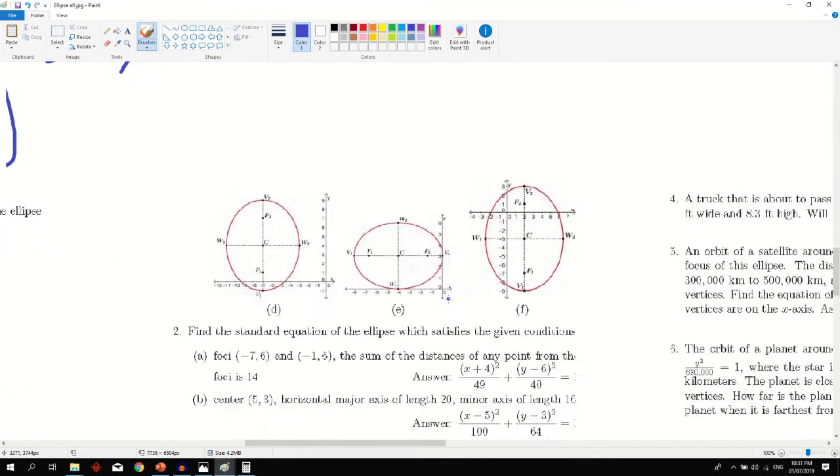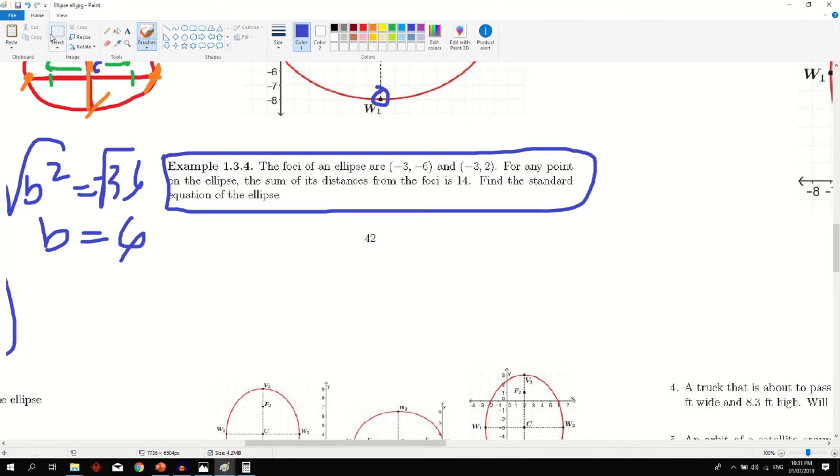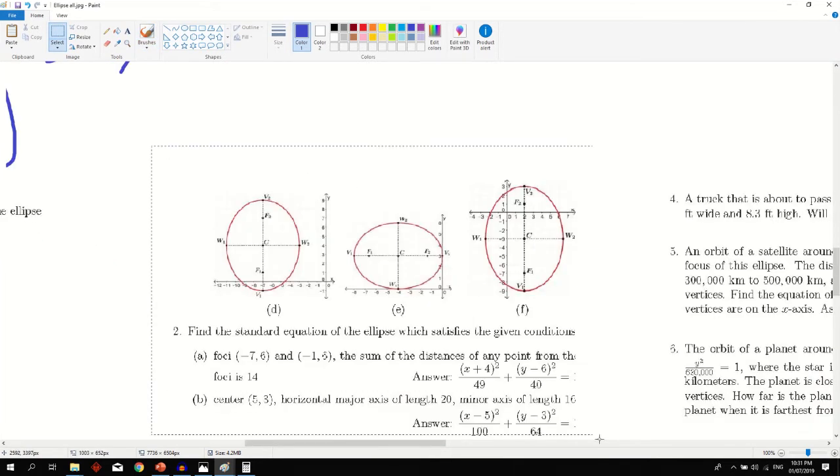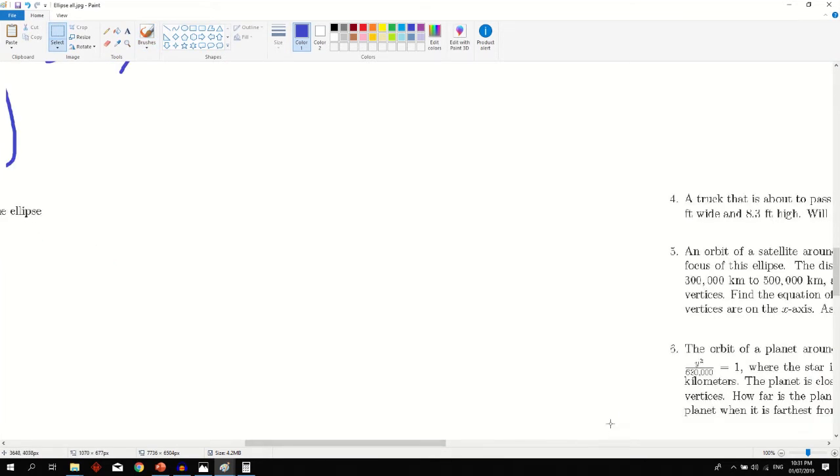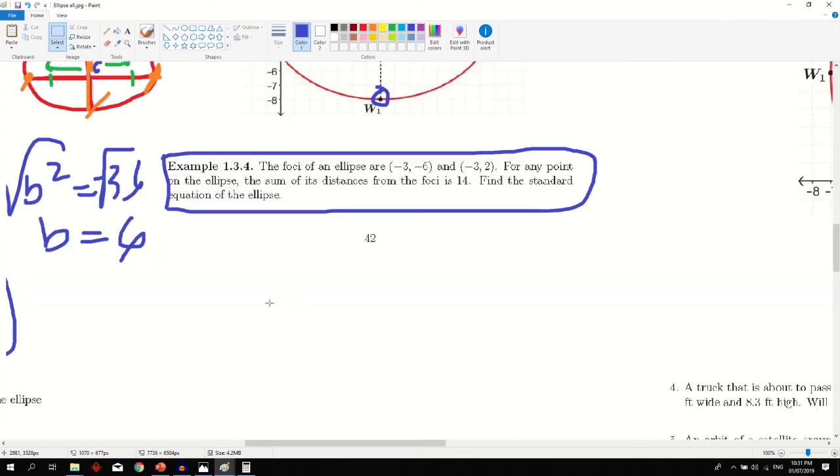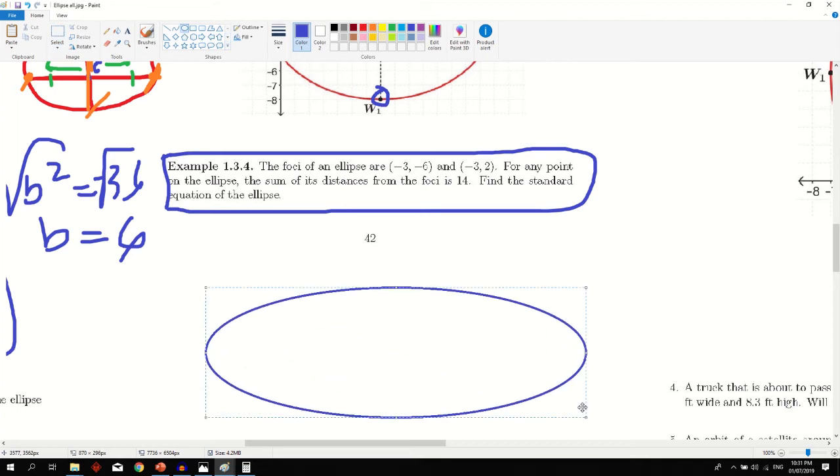Okay, so we're back again. So we'll erase a little bit of this one. Alright, so here we have this example, the foci. So we'll draw. See, I can draw a perfect ellipse. Draw a line here.